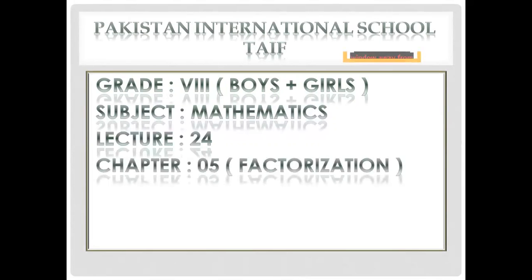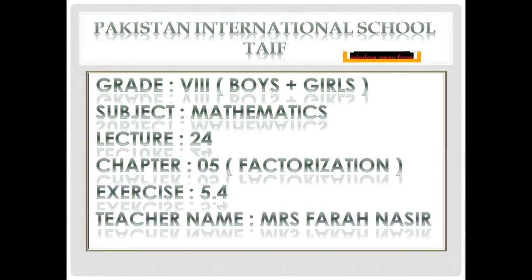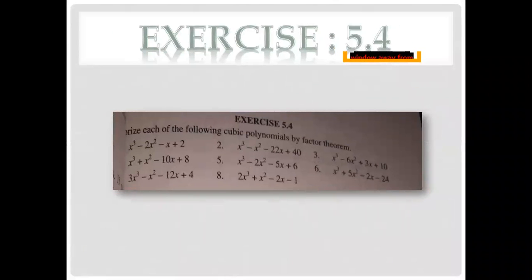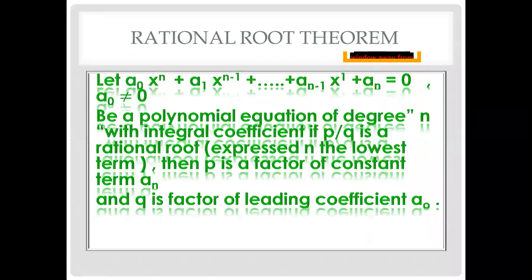Today, our topic is again about factorization, but today we learn about the rational root theorem. In the previous lesson, we did the factor theorem and remainder theorem. This is almost the same as the factor theorem, but there is some amendment. We find the factors of the cubic polynomial and solve it the same way that we did the factor theorem.